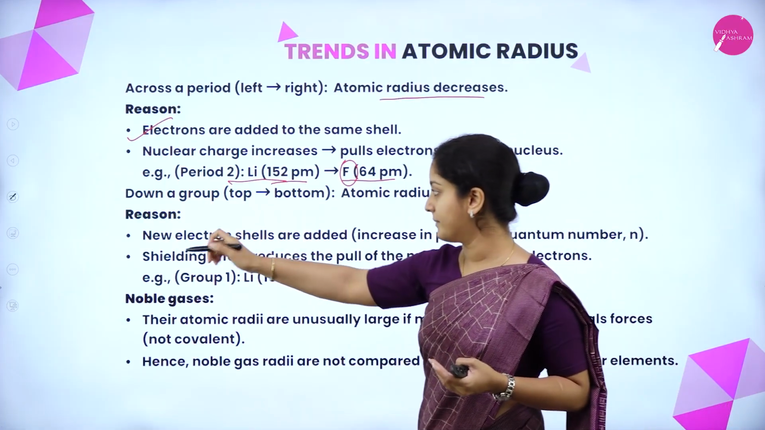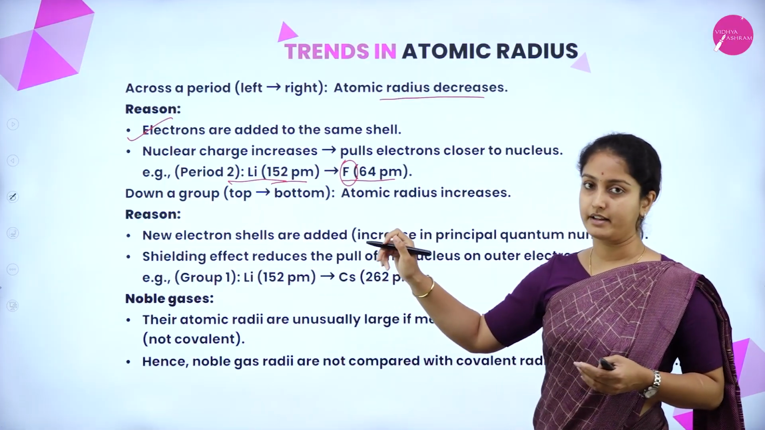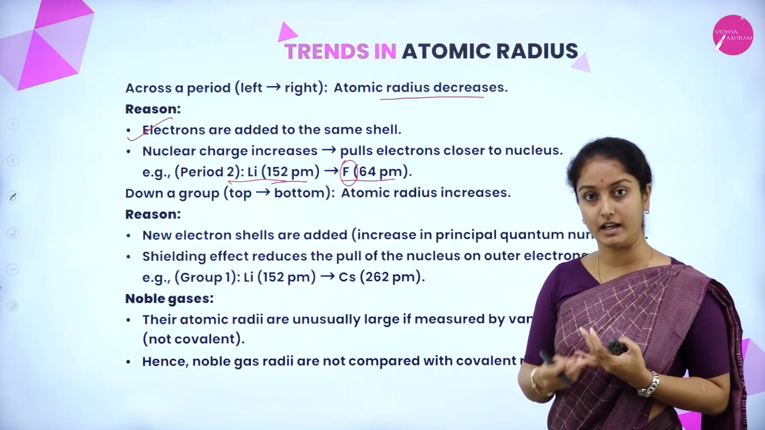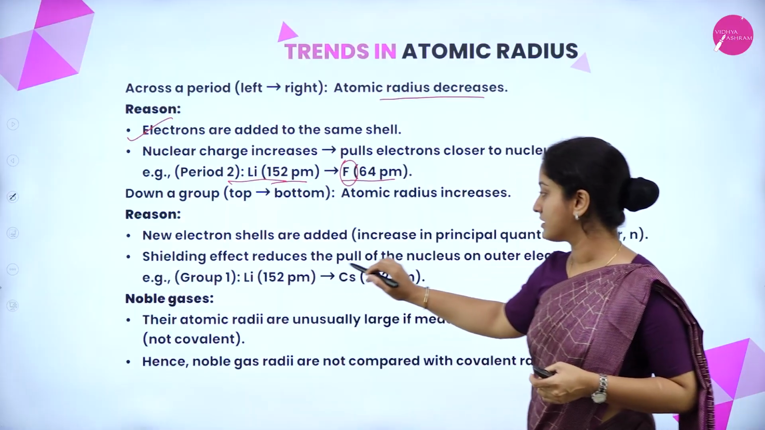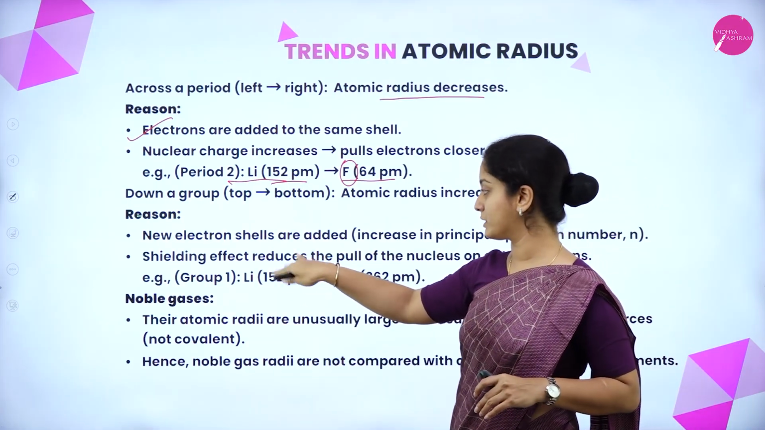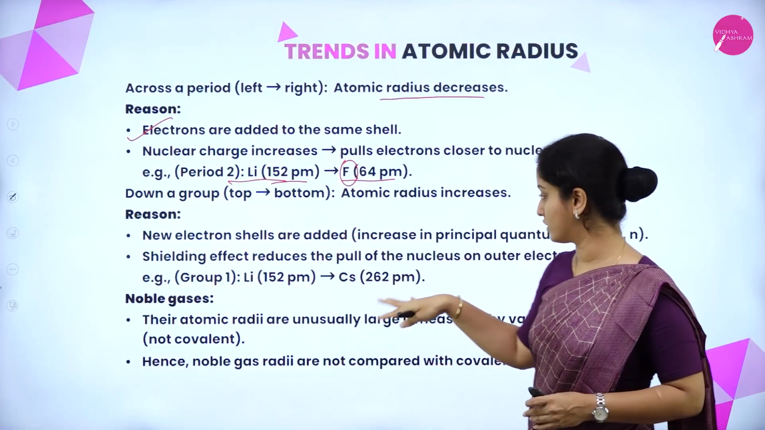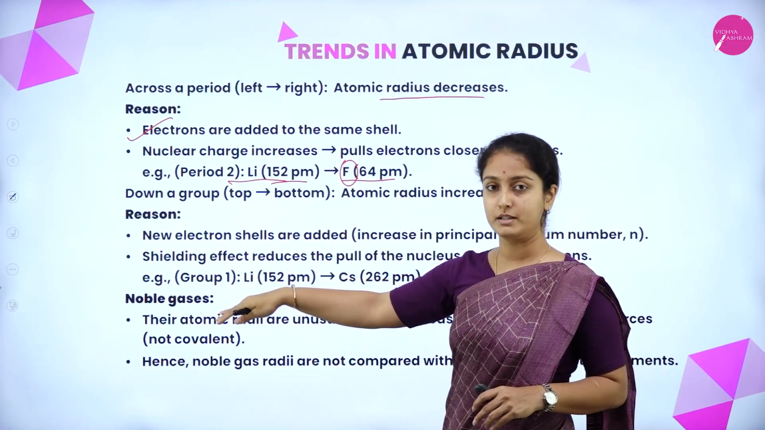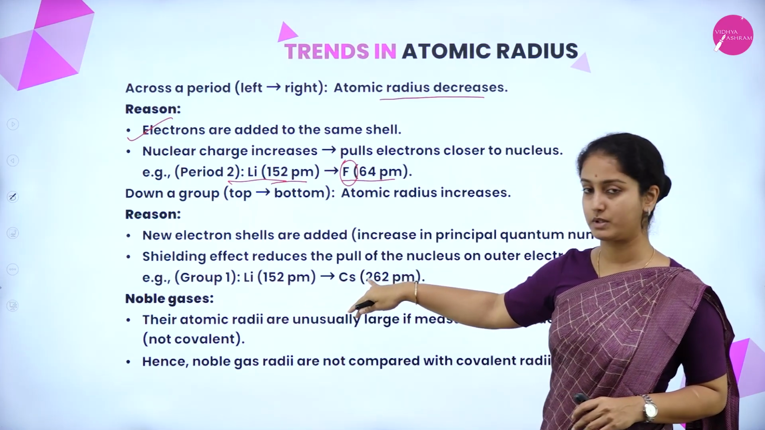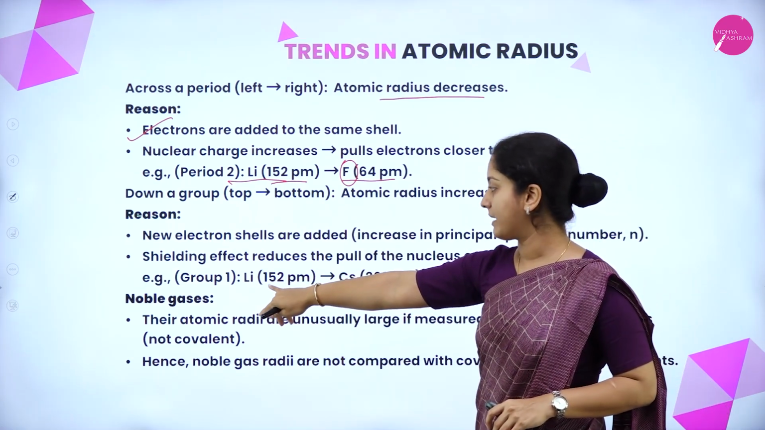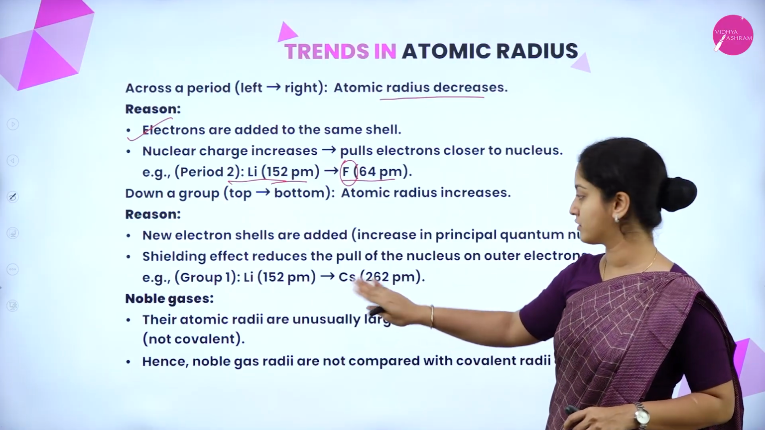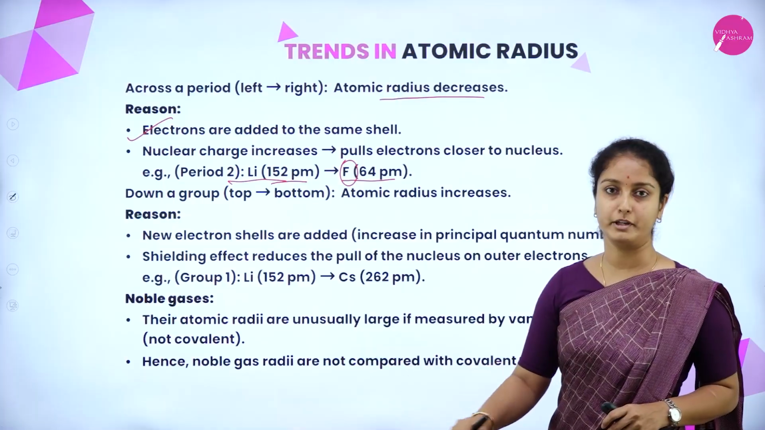What are the reasons? New electron shells are added, so that will increase in the principal quantum number, that is represented by n. Shielding effect reduces the pull of nucleus on outer electrons. So the shielding effect between the nucleus and the outer electrons will be reduced. So group 1 elements from top to bottom, that is when it starts from lithium, that group ends with cesium. So lithium has 152 picometer. When you go down the group, it increases to cesium 262 picometer.